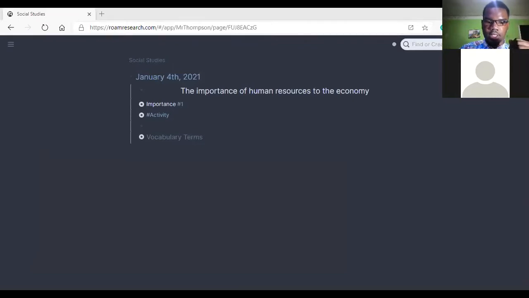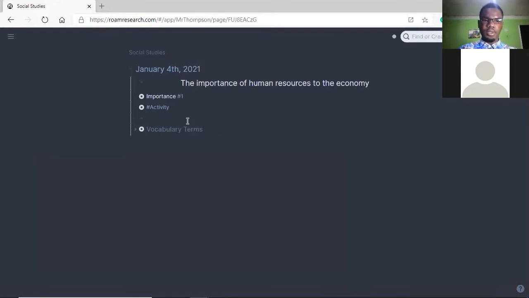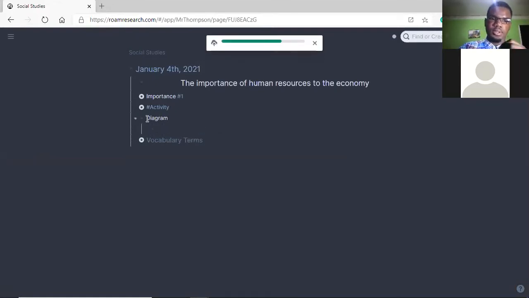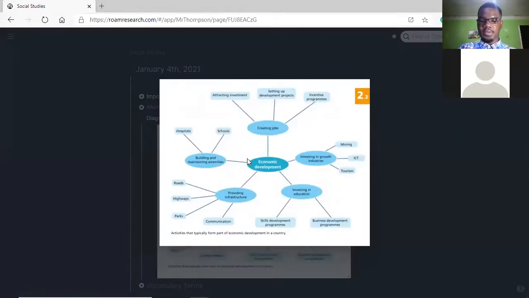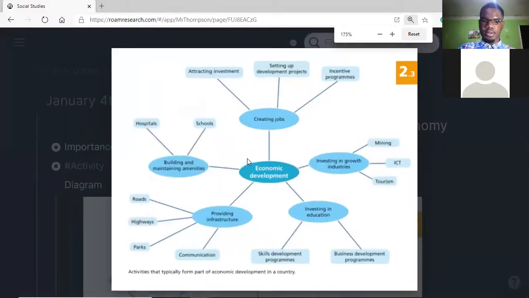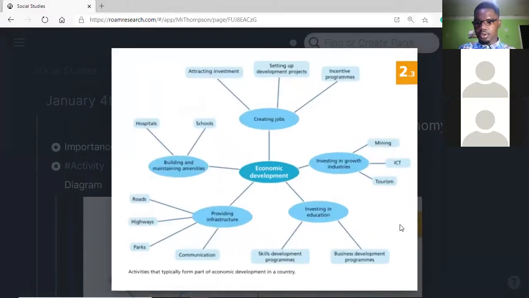Nevertheless. Okay, so look at this one now. So here's a diagram. There we go. So as I said, this is a diagram explaining the activities.